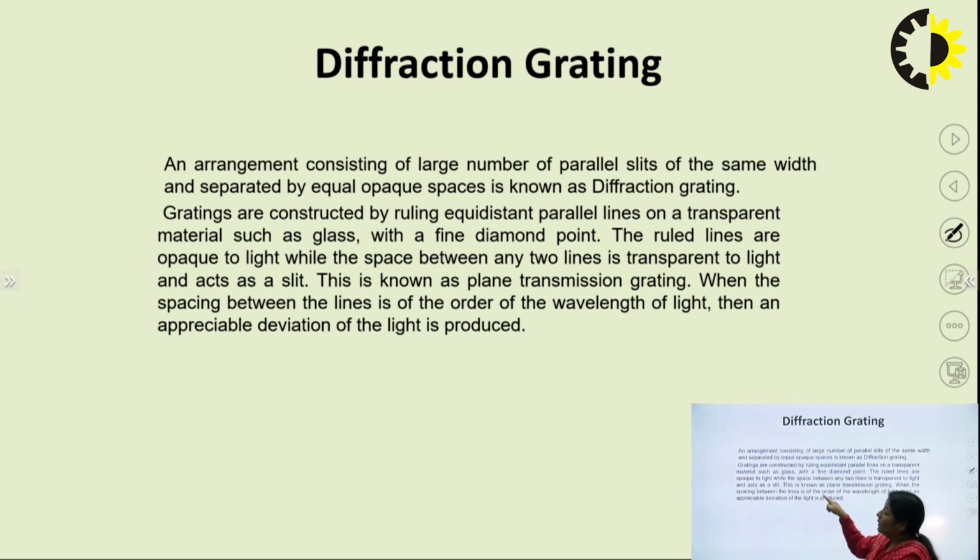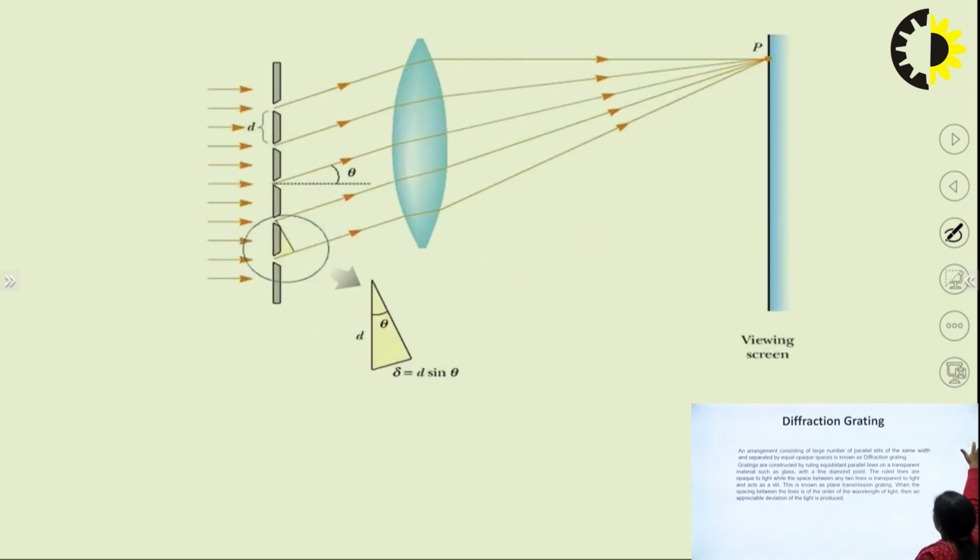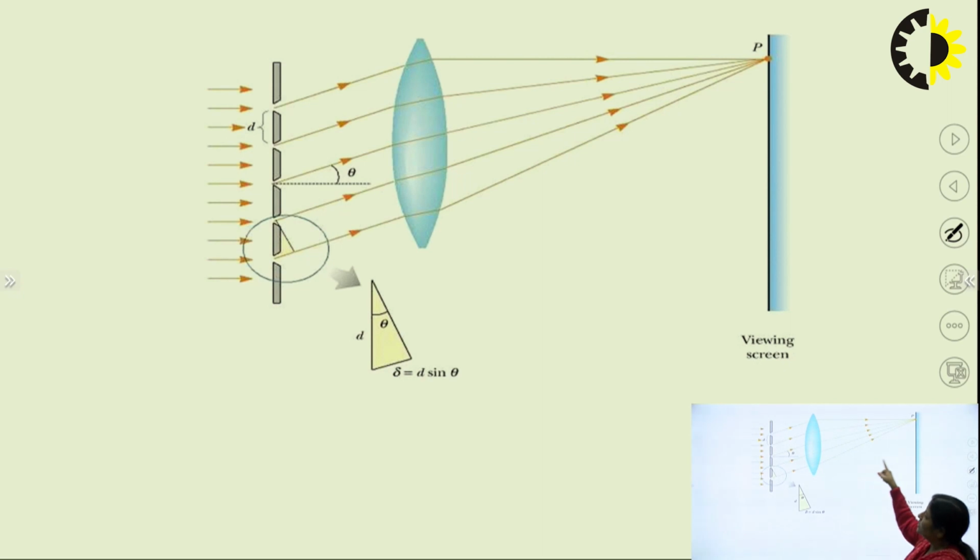So, light is bending at the edges of those ruled lines, and that is how light is diffracted. That is how this grating plays the role of the obstacle for the light, so that light can diffract. All right. So, this is how it looks.